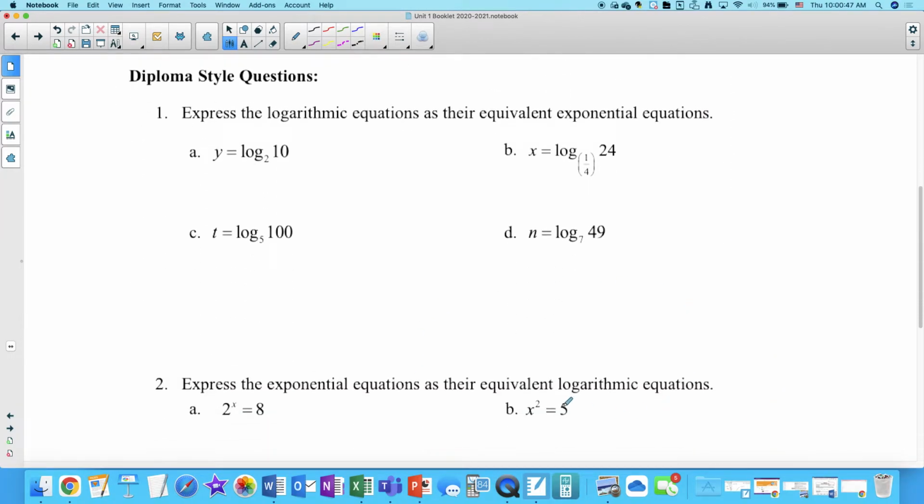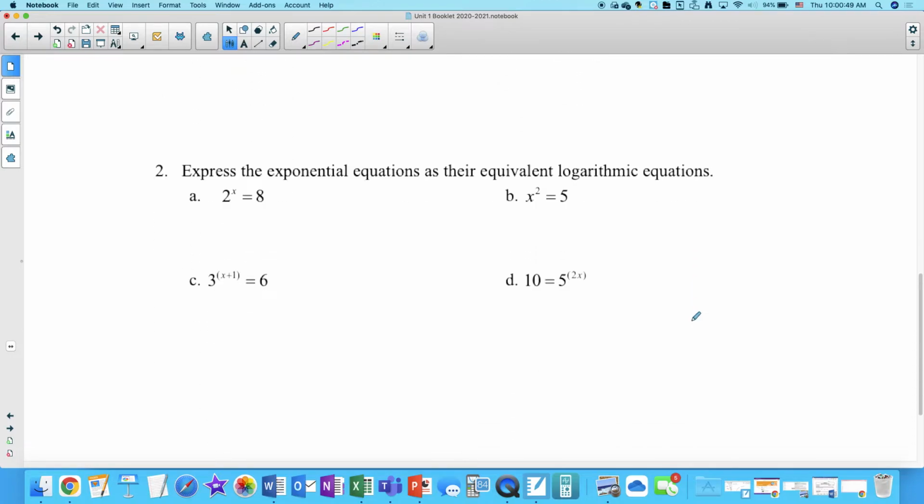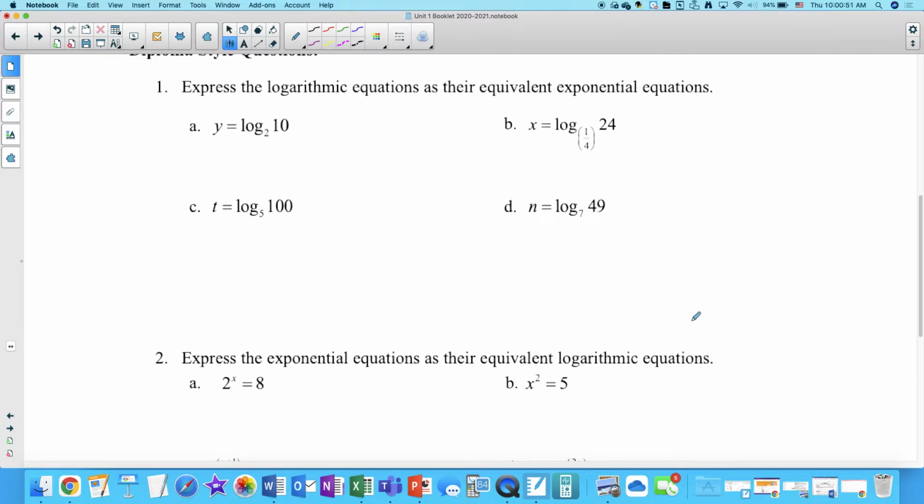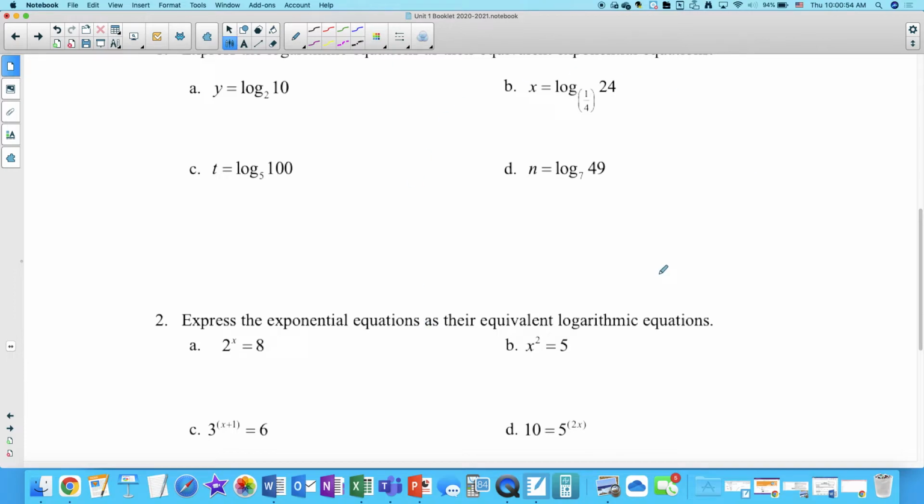Okay, so you guys give these a try. There's 2 questions here, 8 for each. Okay, and then we will keep going, hopefully.